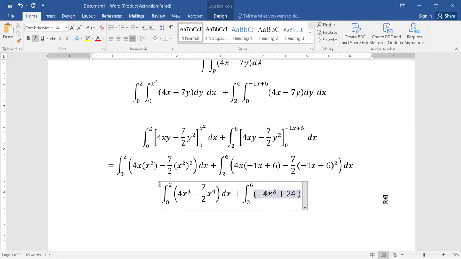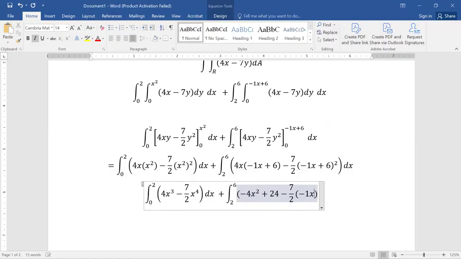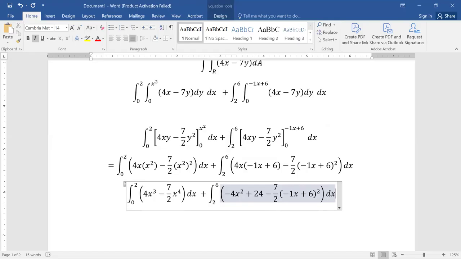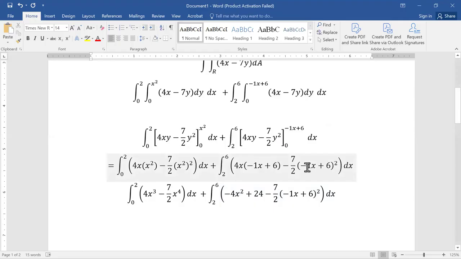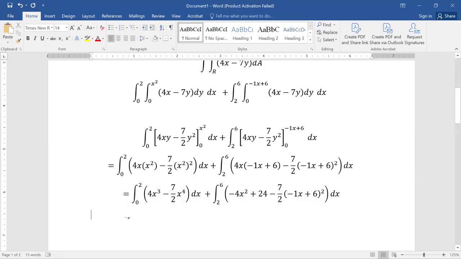And I think I'm just going to leave this in, minus 7 halves times negative 1x plus 6 quantity squared. The reason I'm leaving that as messy and not multiplying it out is because I don't plan on doing this by hand at this stage. You could multiply this polynomial out, simplify this whole thing, and then do that by hand. But what I am going to do is plug this into my calculator.